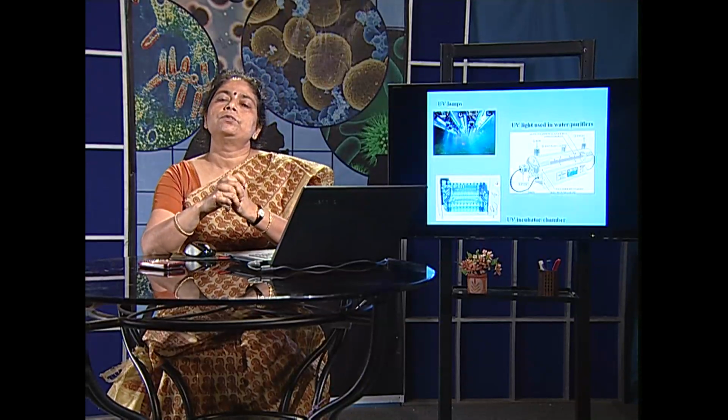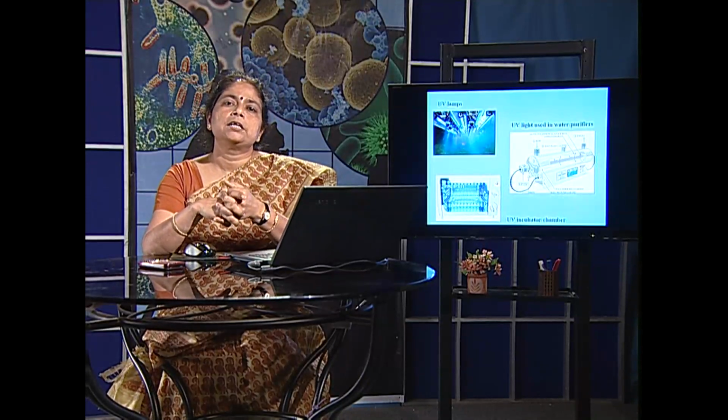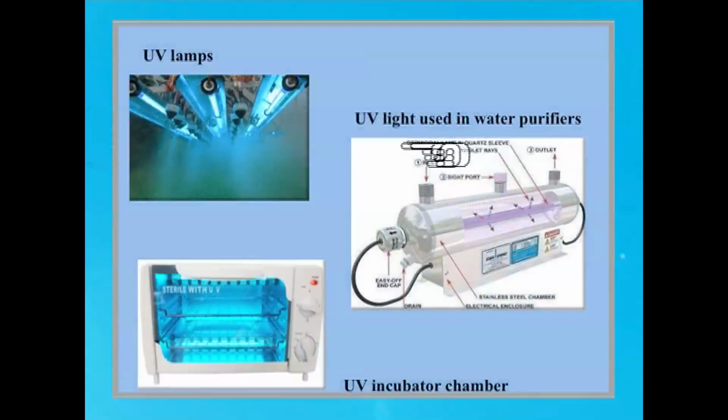The source of the UV light or ultraviolet radiation can be ultraviolet lamps, which are used in the industry where the food or the bulk food items are being exposed and ultimately they are packaged. Also, the UV incubator chambers are a small source of UV lamps where the batches of the food items are kept and are sterilized.